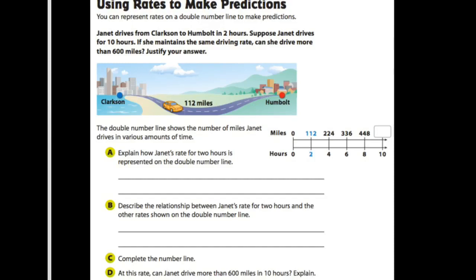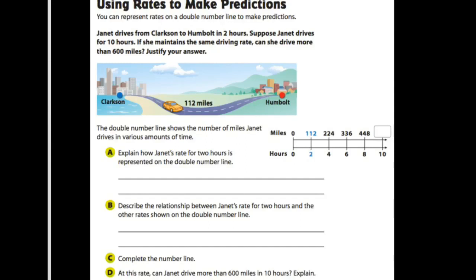Jeanette drives from Clarkston to Humboldt in 2 hours. Suppose Jeanette drives for 10 hours. If she maintains the same driving rate, can she drive more than 600 miles? Justify your answer. So we have Clarkston and we have Humboldt, which shows that Jeanette drives there in 2 hours and she goes 112 miles.